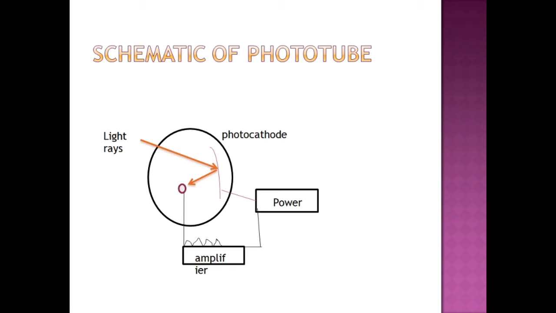Now there is a collecting anode and a photocathode. This is the photocathode, and these are connected with each other by an external circuit, and there is an amplifier also. This photocathode and anode are joined by an external circuit, which also has an amplifier.